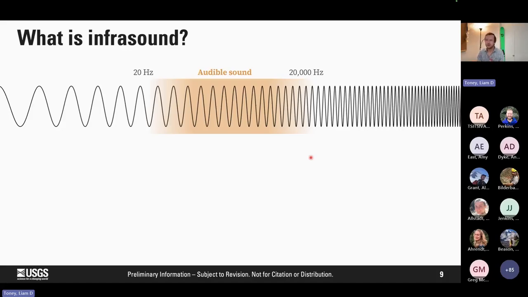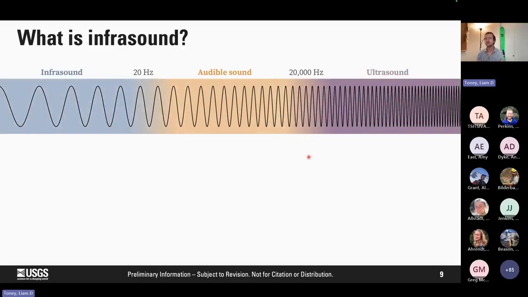So we're all familiar with the acoustic spectrum, and that's audible sound. That's how I'm communicating with you guys right now. And that's defined as sound between 20 hertz and 20,000 hertz. But just like with light, sound is a spectrum, and so we have both infrasound and ultrasound. Ultrasound is sound above the threshold of human hearing, above 20 kilohertz, and infrasound is below the threshold of human hearing.